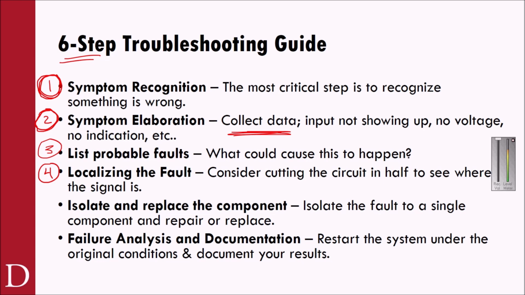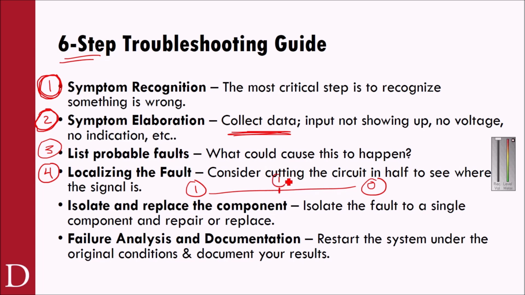Localizing, one of my favorite things to do here, especially if it's an electrical fault, or even like a pneumatic or hydraulic fault, is cut the circuit in half. See where you have a signal. So let's say at the output of this thing, way down the line somewhere, I don't have a signal. Way down here, I'm expecting a signal, I don't have it. But up here, I do have it. Up here, I have a 1. Down here, I have a 0. Well, I'm going to cut the circuit in half and see what I have here.